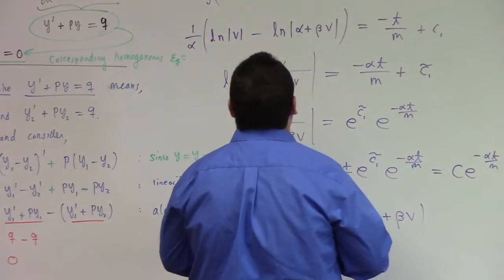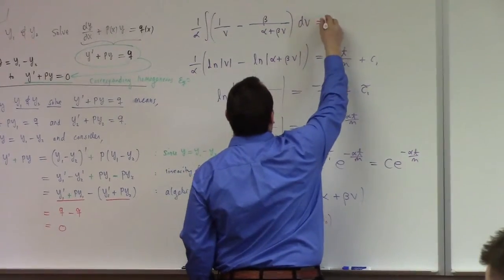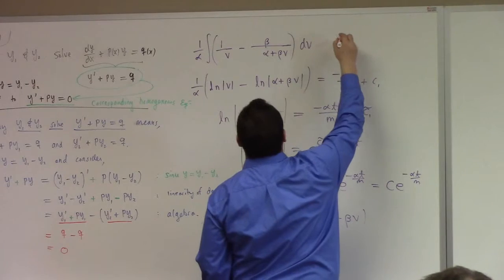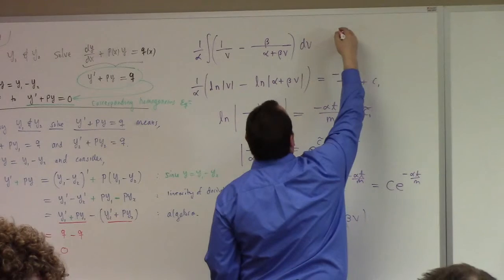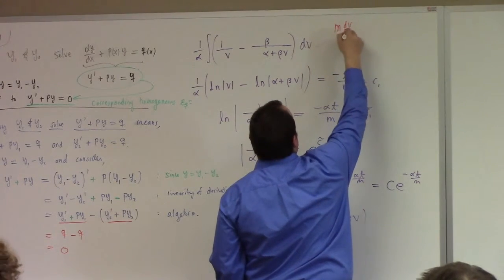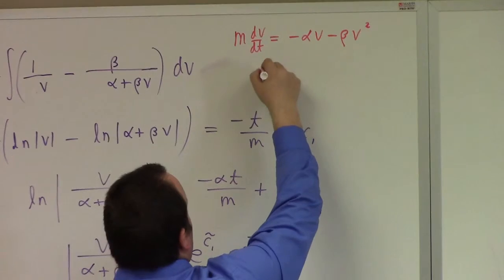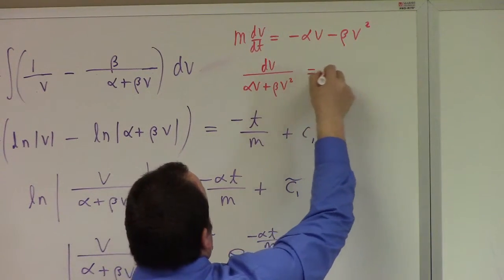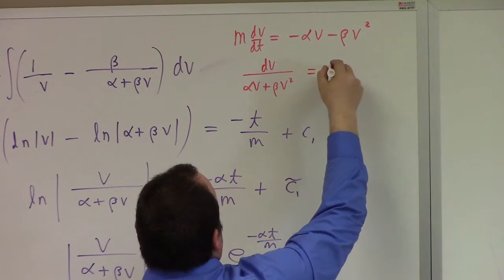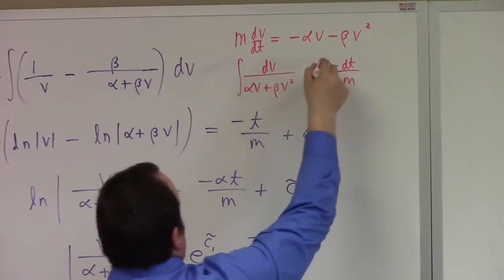It's your lucky day. Someone did the partial fractions in the earlier section. Let's see, what was the given equation? Remind me, guys. Was it m dv/dt equals minus alpha v minus beta v squared, is that right? So you separate this, you get dv over (alpha v plus beta v squared) is equal to minus dt over m. So you can integrate both sides like this.